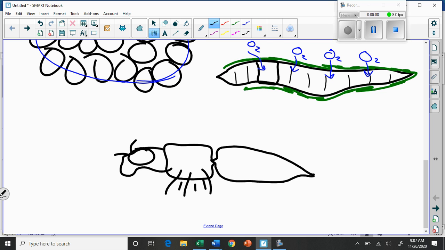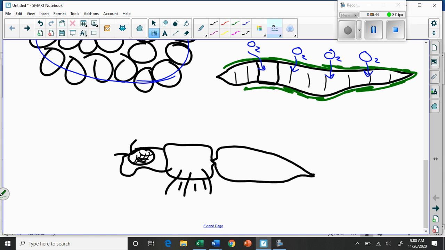So what happens in the insect is it has a whole bunch of tiny little tubules, and I'm just going to check in your textbook to see if they refer to them as trachea, little tubes. Just like we have a trachea. Our trachea is a great big tube in our throat, but they have little ones. And these tubes actually have openings right to the outside world.